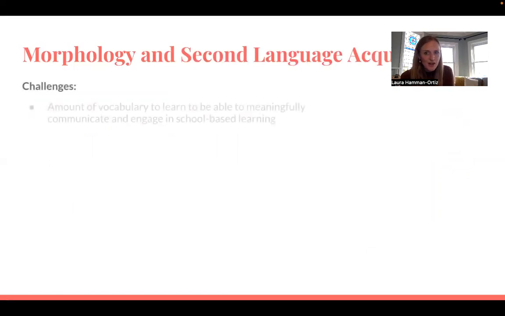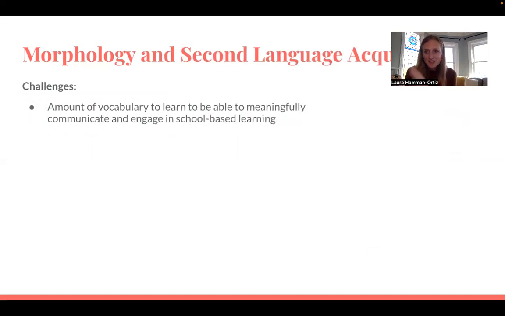So one of the greatest challenges that you face when you're learning a new language, and I'm sure those of you who have learned a new language, either English as a new language or a world language, have experienced this challenge. It's just the sheer amount of vocabulary that you need to learn to be able to meaningfully communicate in that language and in the context of our MLLs to engage in school-based learning.